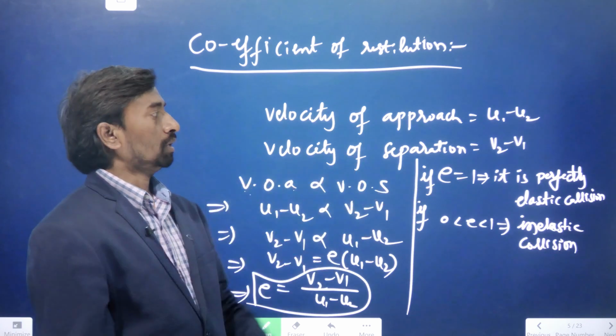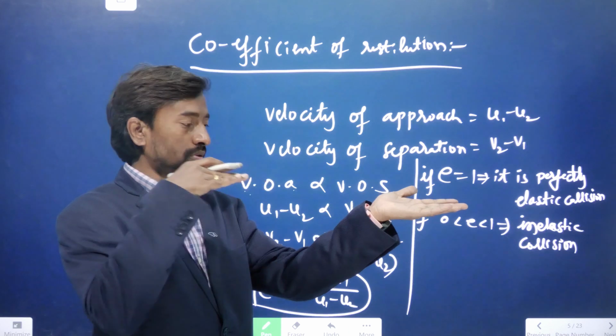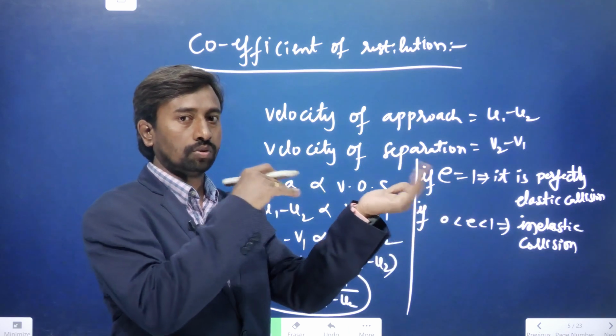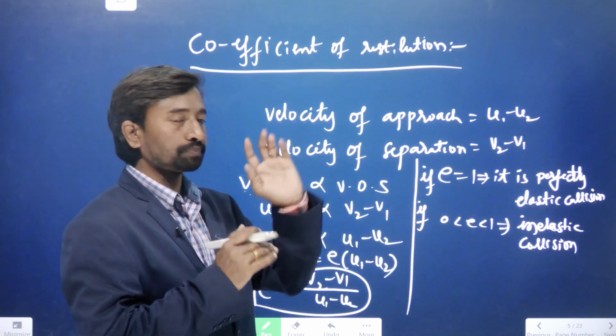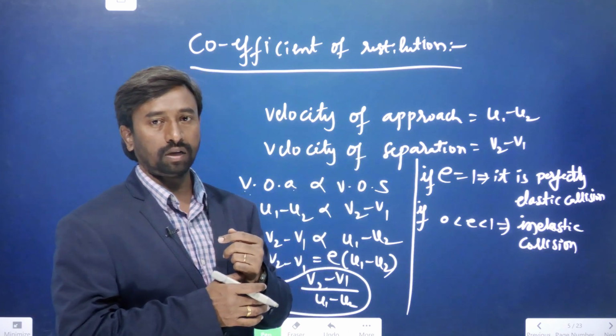So then if they are moving, this is also approach only. We can say this is approach. So B is approaching A. So it is a velocity of approach we can add there. So VA minus VB we can add there, velocity of approach.